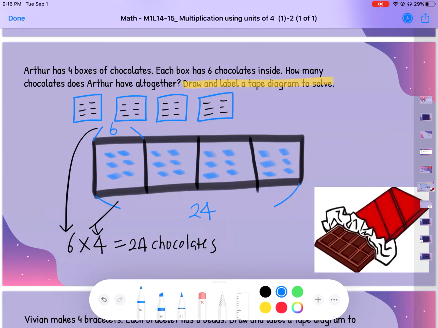Did I draw my box? Yes. Did I label my top blank? Yes. Did I label my bottom blank? Yes. So please make sure to have those 3 checkpoints when you're drawing your tape diagram.